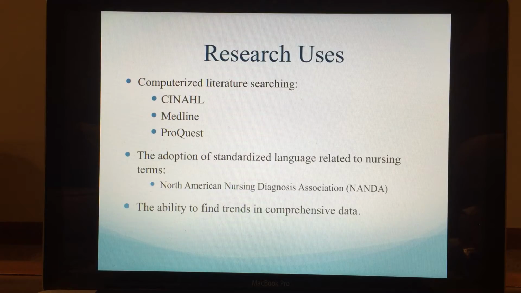The last area of nursing practice we look at is in nursing research. Because of nursing informatics, we have the opportunity and have been introduced to computerized literature searching. This allows access to some of the world's largest nursing research databases, such as CINAHL, Medline, and ProQuest. The adoption of standardized language related to nursing terms, such as NANDA, is accessible via internet as a quick resource for healthcare professionals and aspiring nurses. Finally, we have the ability to find trends in comprehensive data. That is, data derived from large population groups and includes statistical software, or SPSS.